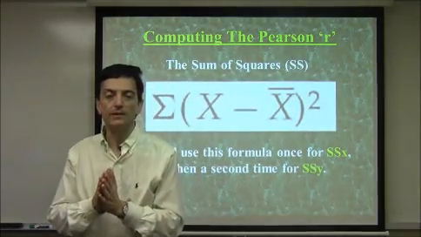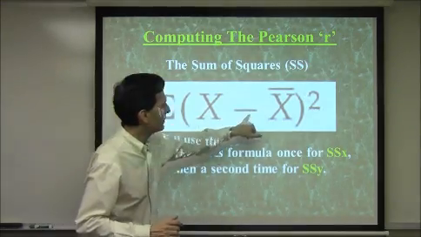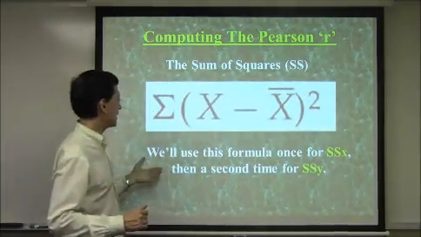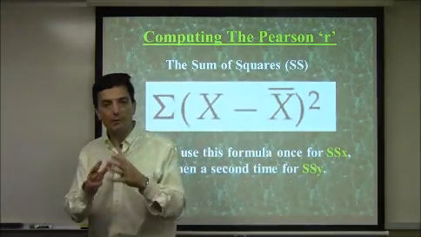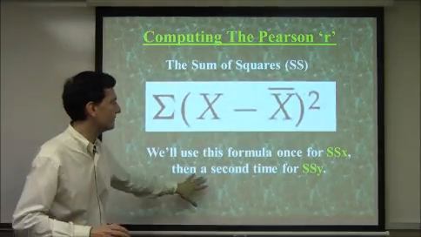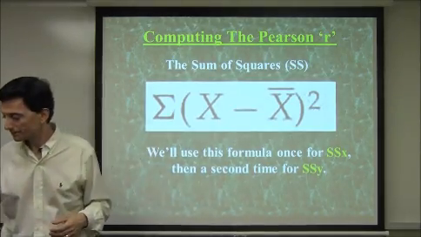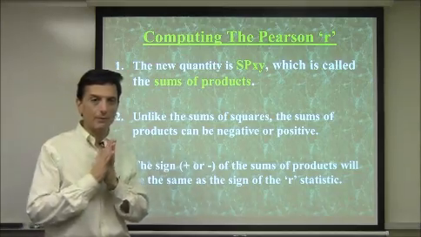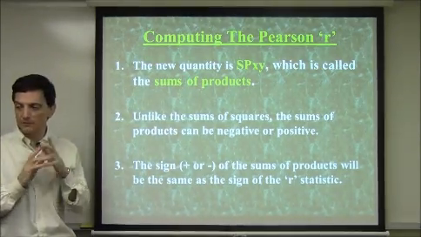This allows us to get rid of all the negative numbers. And then we repeat that, summing up all of these squared deviations. And this allows us to get a sum of squared deviations for the x variable. And then we repeat that exercise one more time for the y variable. And we'll have 2 sums of squares to work with, one for x, one for y. Okay? The new quantity that we'll be talking about is the SPXY quantity called the sums of products.